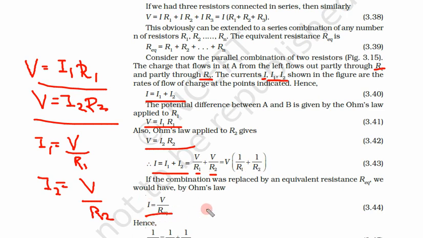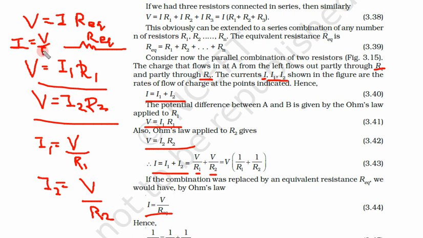Now let us replace both the resistances with an equivalent resistance, R equivalent. So V is equal to I R equivalent. We have replaced that parallel resistance with some equivalent resistance R eq. So in that case, I is equal to V upon R eq.